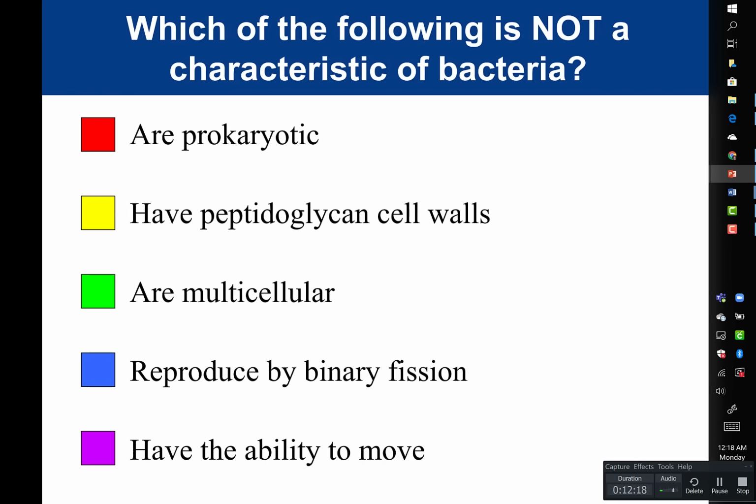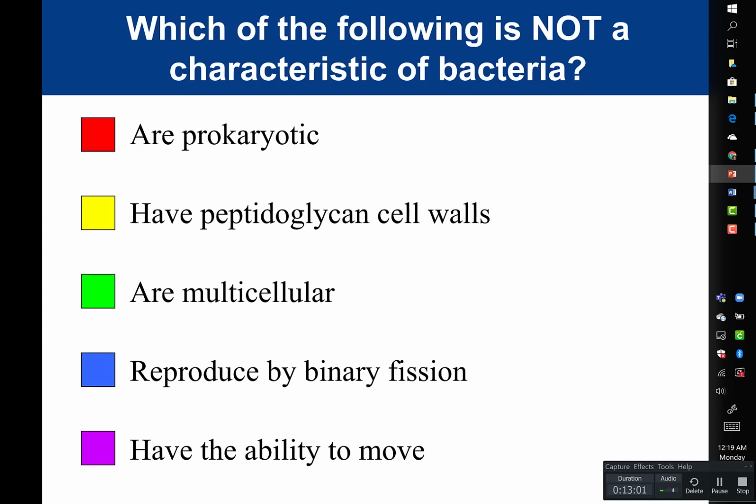So, question for you. Which of the following is not a characteristic of bacteria? Is it red, they are prokaryotic; yellow, have peptidoglycan cell walls; green, are multicellular; blue, reproduce by binary fission; purple, have the ability to move. And when I say have the ability to move, I'm referring to as a group. Some can be motile, and so that's what that's asking. So I want you to pause your video, think of your answer, and when you are ready, push play and you can hear the answer.